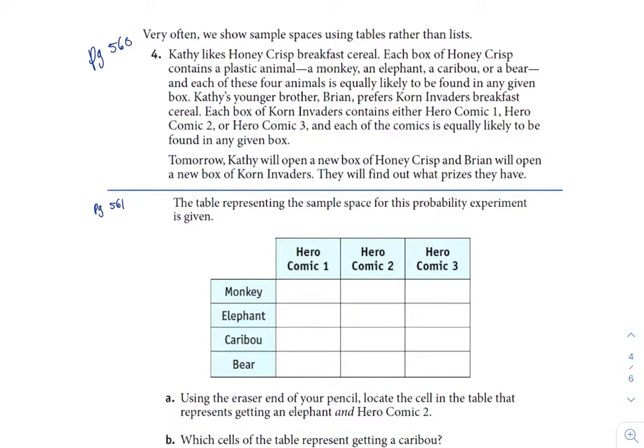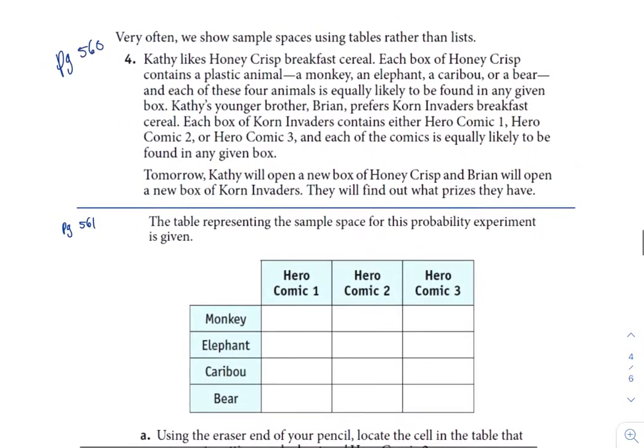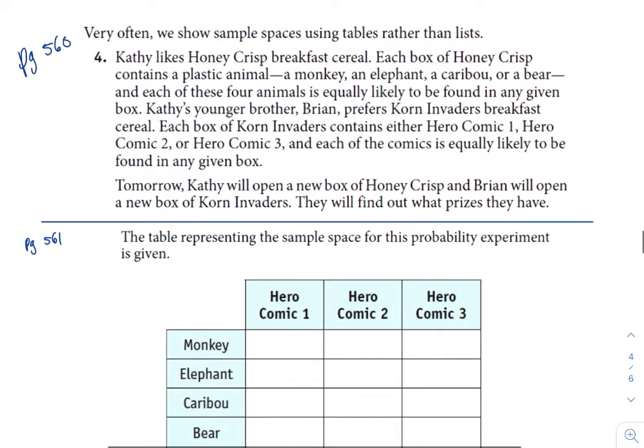Hello, everyone, and welcome back to Activity 38-2. We're going to take a look at Problem 4. For those of you following along in your book, Problem 4 starts on page 560, continues on with page 561. You can see I put a little blue line here to show you the break between the different pages. So you'll need to flip back and forth a little bit while you're doing this. All right, so let's go ahead and read the situation.